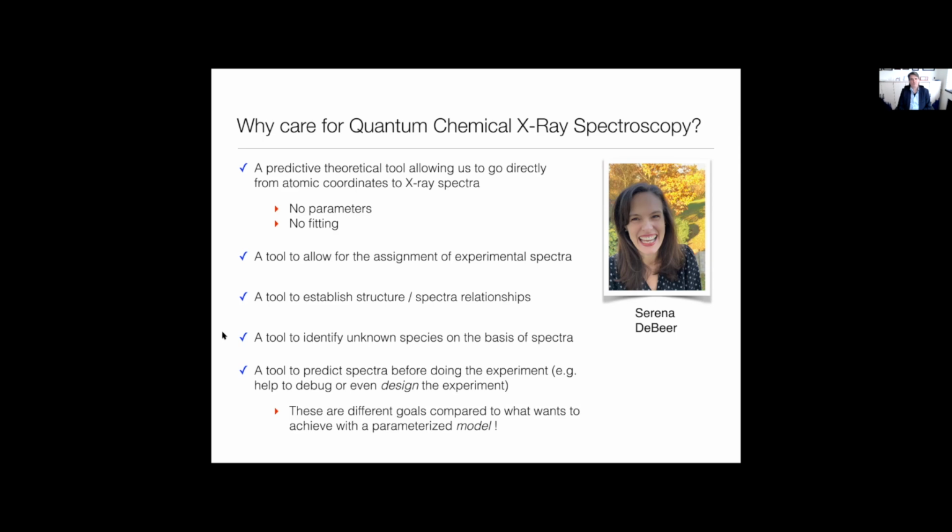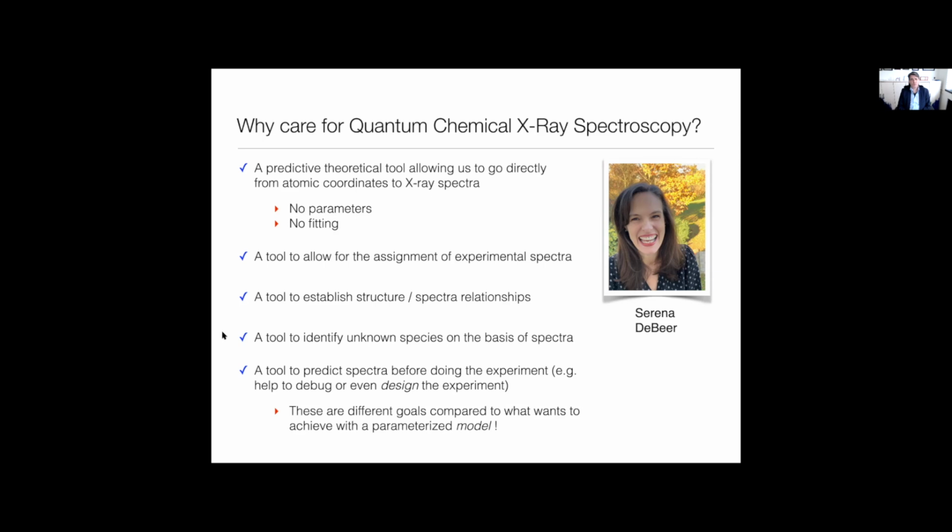So why would you want to do quantum chemical X-ray spectroscopy? You will want to do that when you want a predictive tool that allows you to go directly from atomic coordinates to X-ray spectra without any parameters, without any fitting. And that difference between fitting and predicting, that is something very important that I think will come up quite a number of times during the talk.